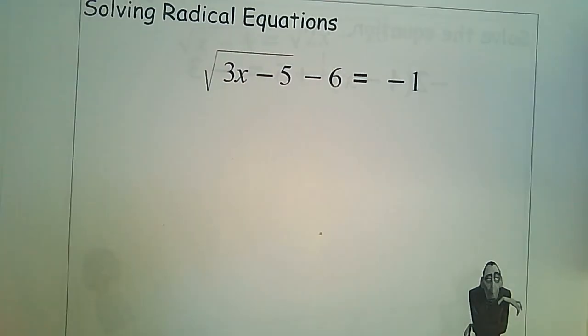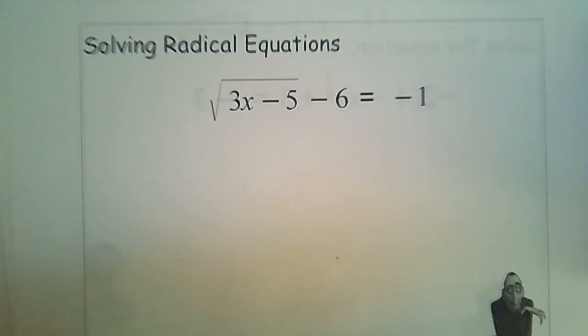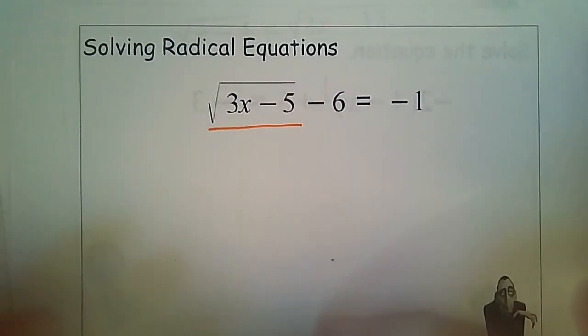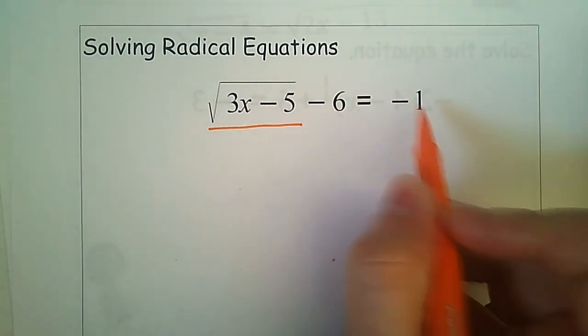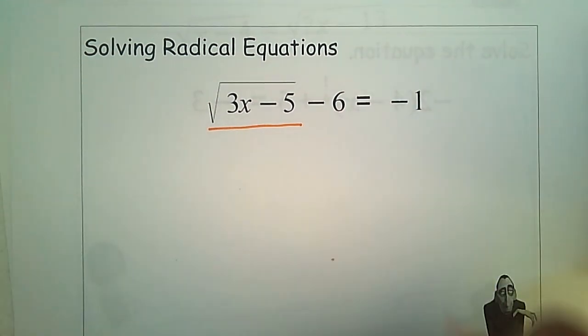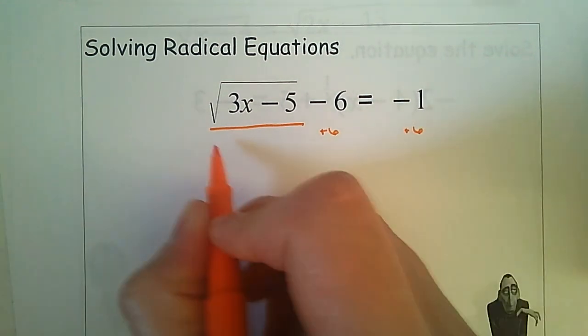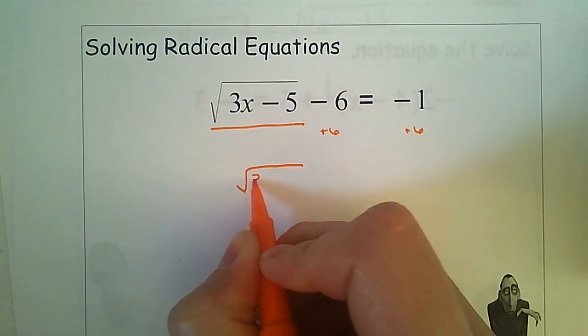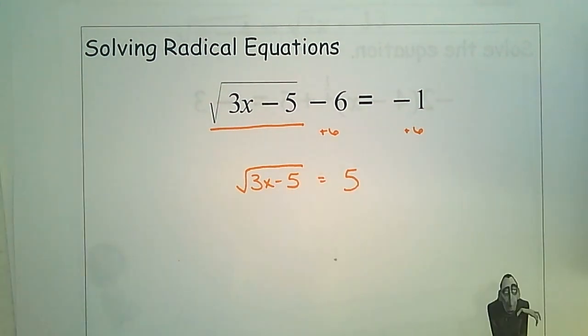All right, so if we look back at our steps, the first step I said we wanted to do was to isolate our radical, get a radical by itself. So I want to get all of this by itself. In order to do that, I need to get that minus 6 to the other side. So I'm going to add 6 to both sides, which is going to leave me with this.